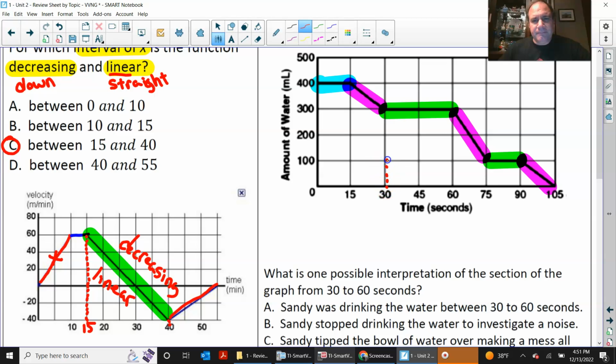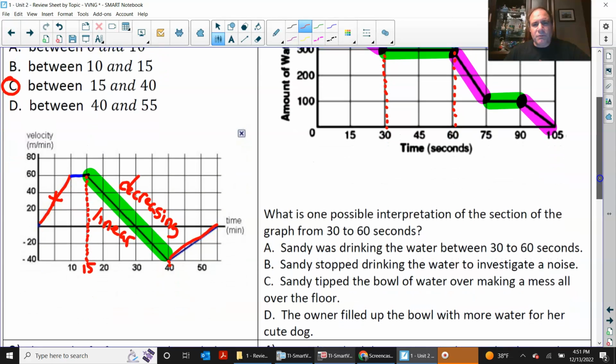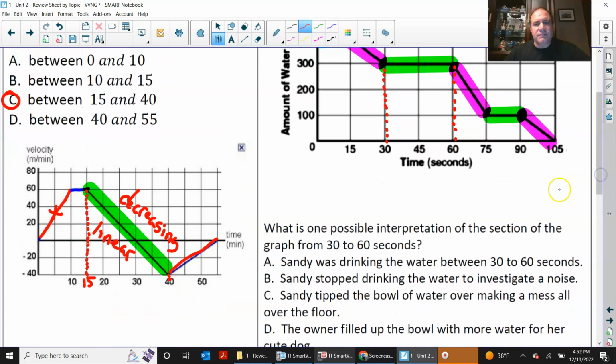Between 30 and 60, the water is staying the same there. So let's go and answer this question. What's one possible interpretation of the section of graph between 30 and 60 seconds? Sandy was drinking water between 30 and... No, she wasn't. It stayed the same amount of water, 300 milligrams. Sandy stopped drinking water to investigate a noise.